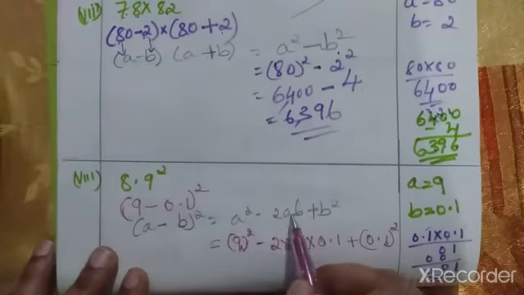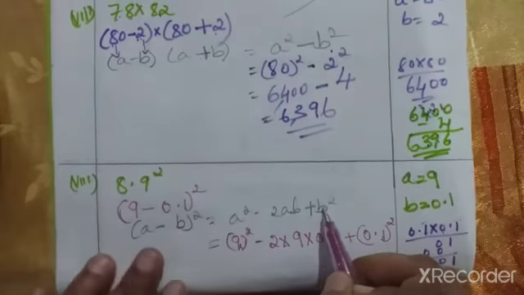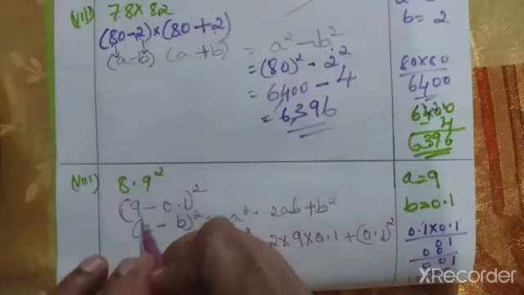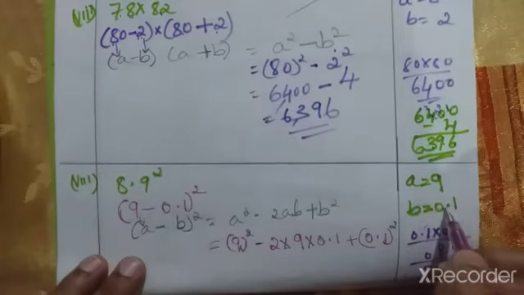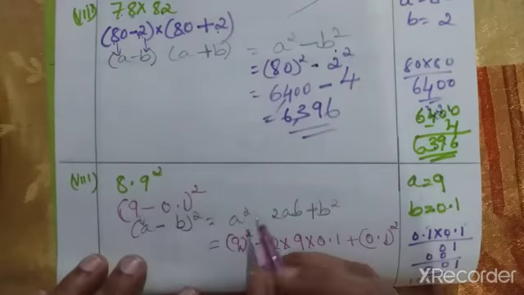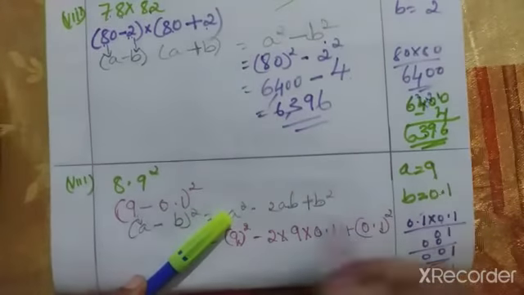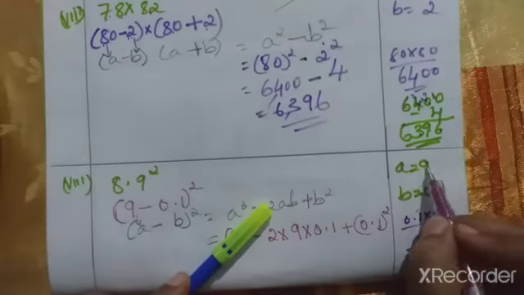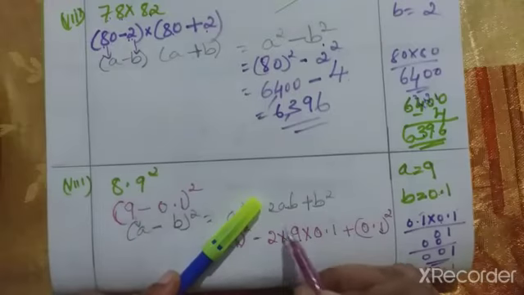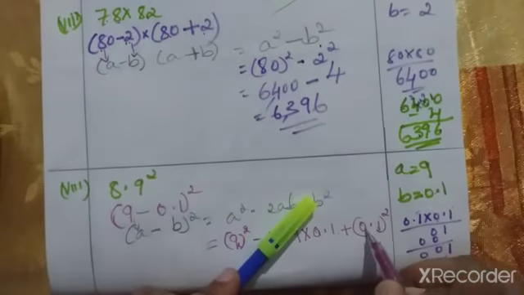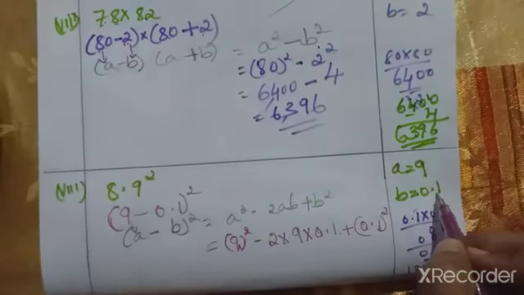Here we are using the (A minus B) whole square formula. The formula is A square minus 2AB plus B square. This is the identity, children. So here A value is 9 and B value is 0.1. Now apply the values here. A square means 9 square, minus 2AB means 2 into 9 into 0.1, plus B square means 0.1 whole square.